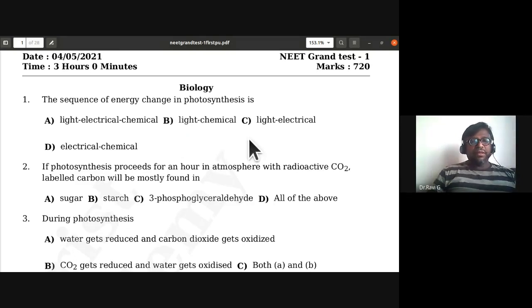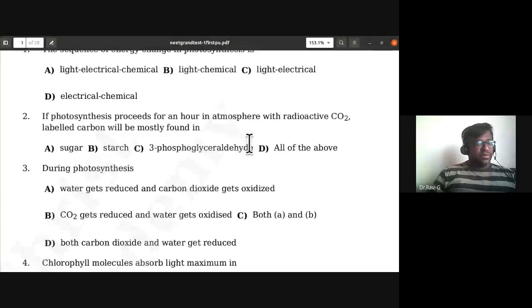Okay. So if photosynthesis proceeds for an hour in atmosphere with radioactive carbon dioxide, labeled carbon, so will be found mostly in. So where is this radioactive carbon dioxide going to be found? I think this is an easy answer. So you should remember what are all the reactions that are going to take place in photosynthesis.